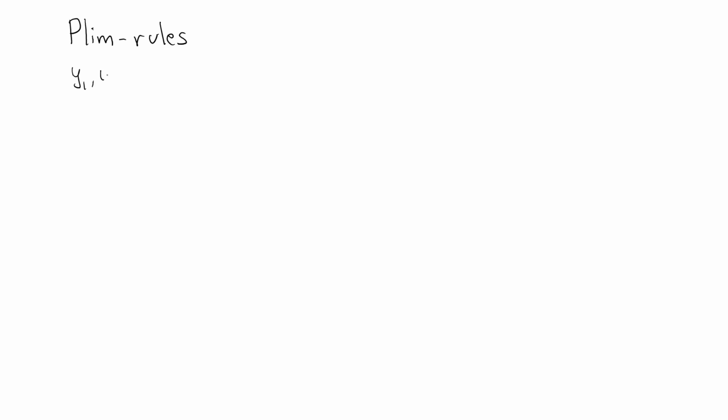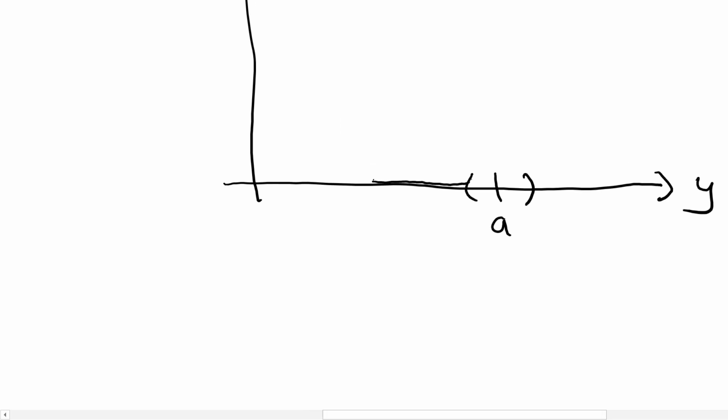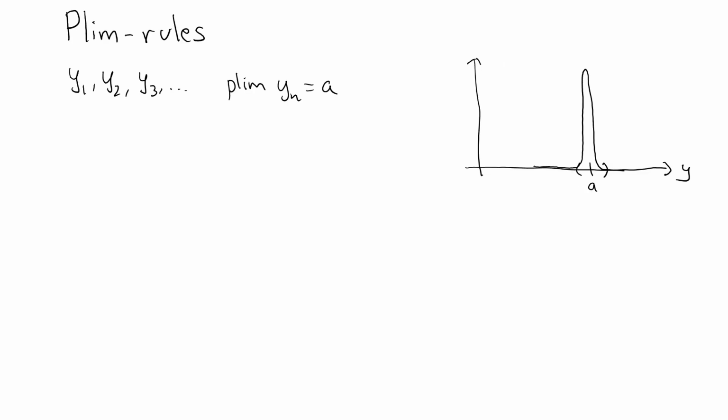Let's say that I have a sequence of random variables and the probability limit of this sequence is some constant a. That means that if I create an arbitrarily small interval around a, then the probability that yn will end up in this interval will eventually become 1. So for a large n, most of the area of the density is in this interval. A common problem in probability theory is then to find the probability limit of some function of these random variables.